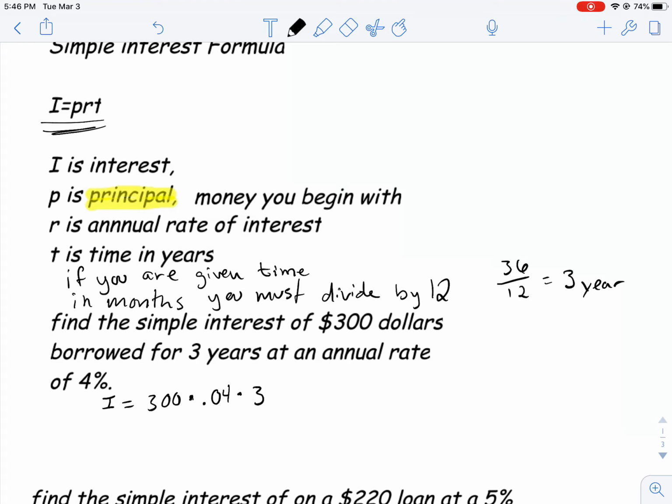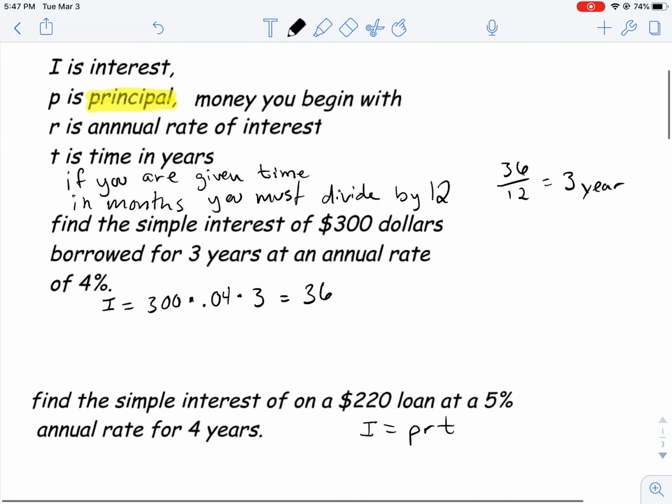So 300 times 0.04 times 3 equals $36. Okay, and that's how you use that equation. We're given our principal, our starting amount, our rate, and then our time.